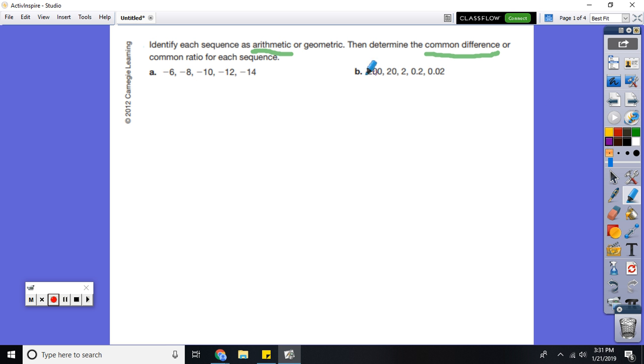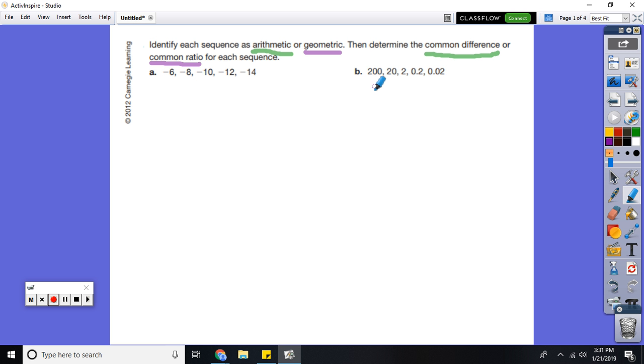And then geometric sequences have a common ratio. So that's the number that you multiply by. But to find it, you divide. So ratios, think ratio means division. Well, to generate the sequence, we would do the opposite, which is to multiply.